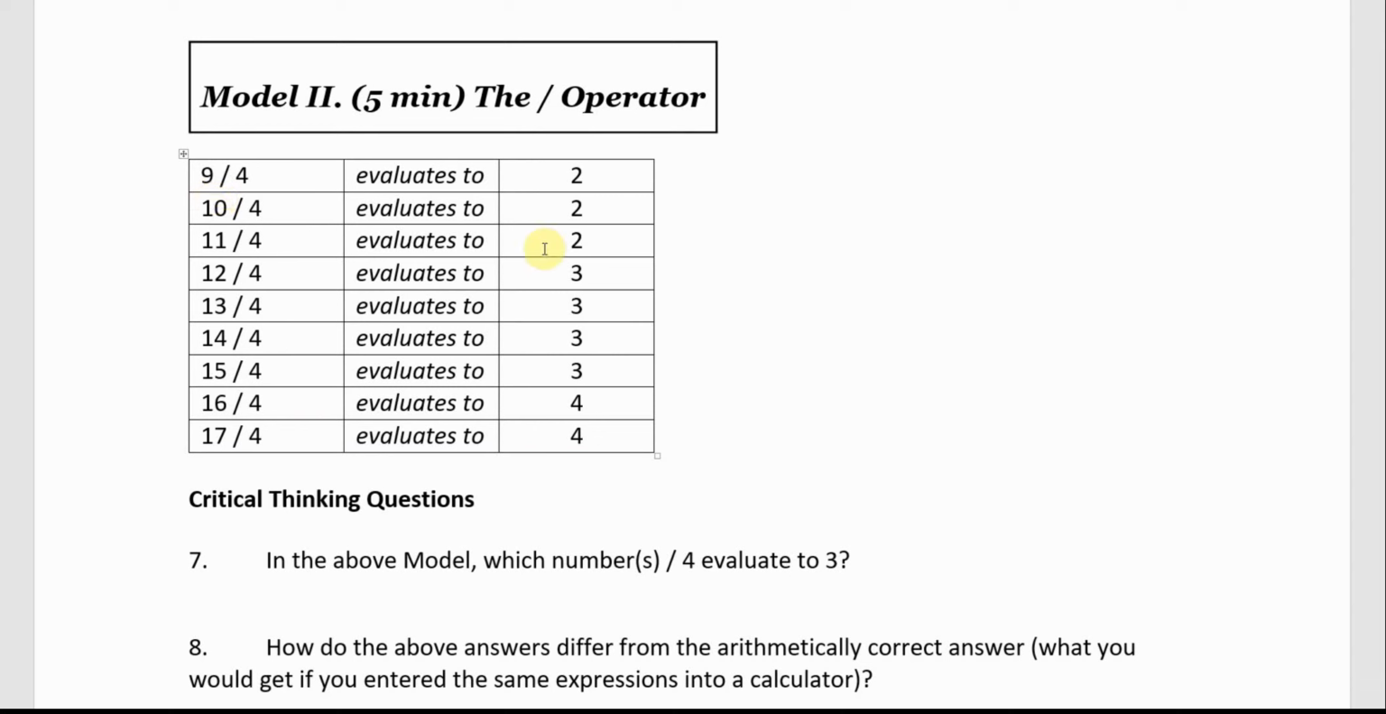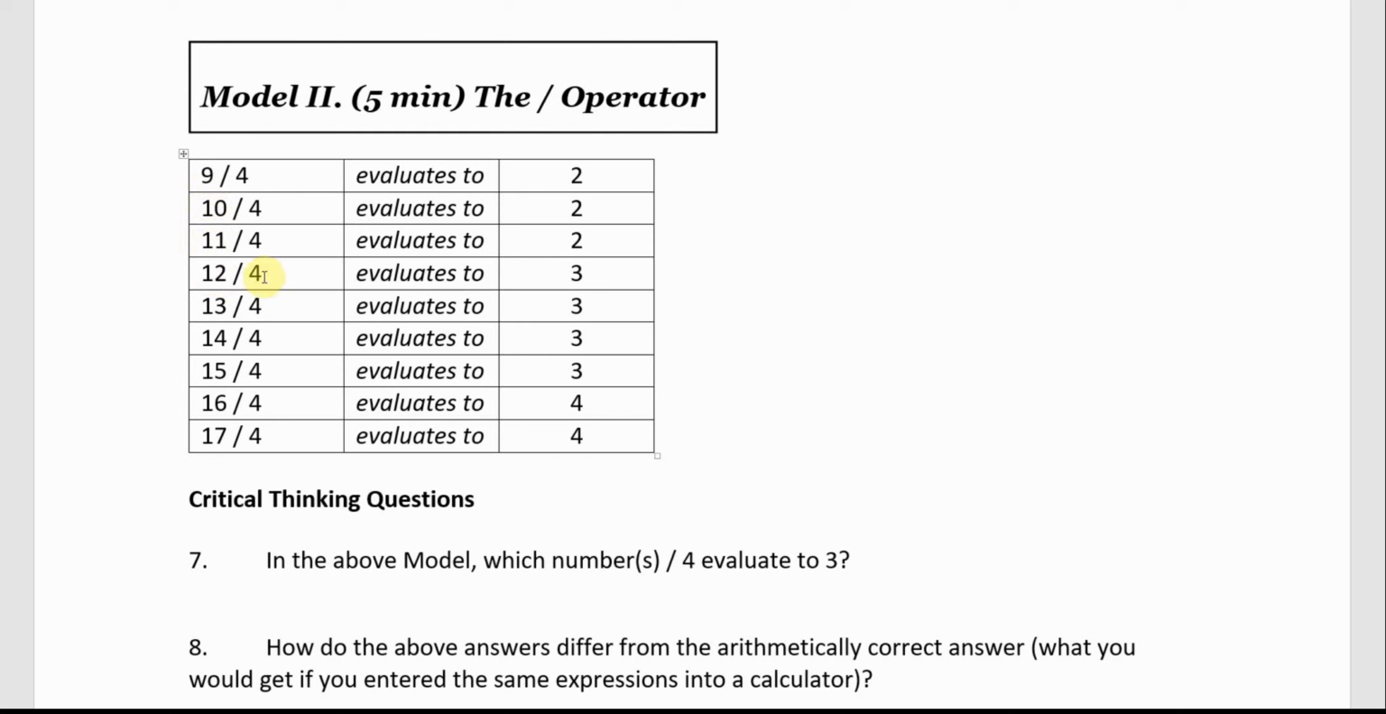In our computer programming language, that means the answer cannot have anything to the right of the decimal. And when the division occurs, whatever's to the right of the decimal gets dropped off. 9 divided by 4 is 2 with a remainder of 1, but we don't care. We drop it. So it's just 2. The same with 10 and 11.